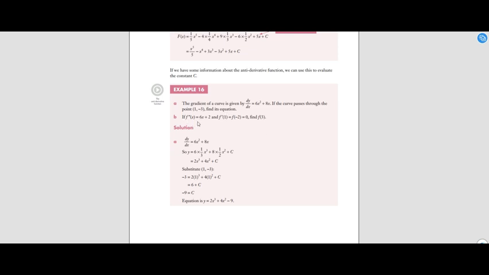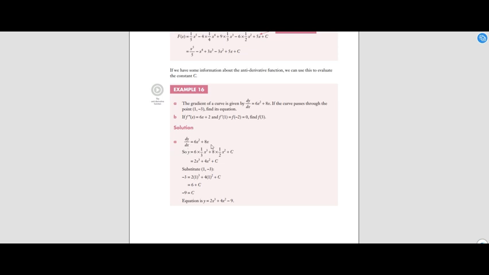Then the second thing is: if f double prime of x is equal to 6x plus 2, and f prime of 1 is equal to something, and f of -2 equals 0, find f of 3. Okay, so let's look at the solution first.